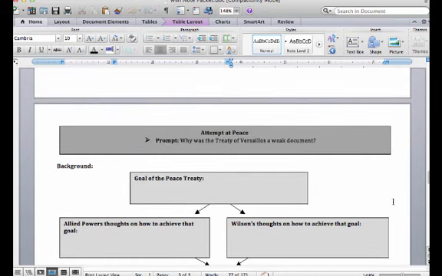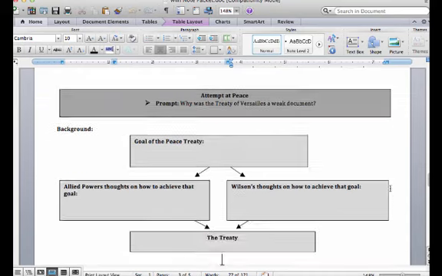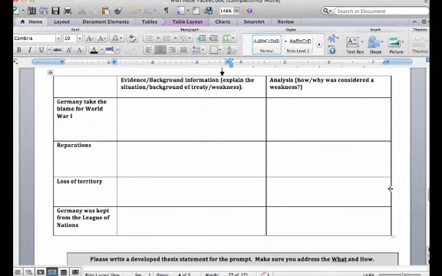So back to the question, why was the Treaty of Versailles a weak document? One thing we'll also look at next semester is how the Treaty of Versailles actually created World War II, because it was that weak. We have four things. We have Germany takes blame for World War I. So out of everything that was involved, they were the ones who had to take all the blame. That's a big deal. The United States wouldn't want to do this. No country would want to do this.